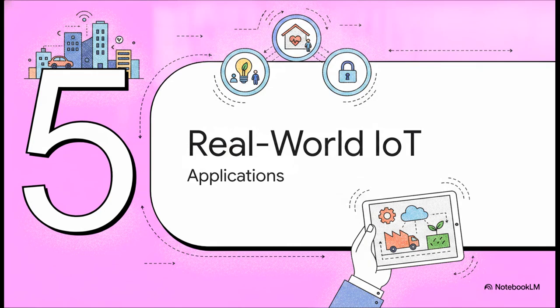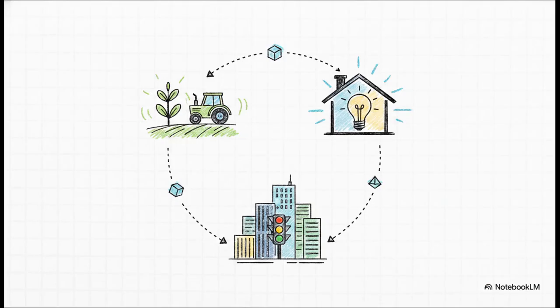Section 5. Real-world IoT applications. Let's step out of the underlying architecture for a moment and see how this blueprint actually impacts the real world around us. Honestly, the impact is absolutely everywhere. For precision agriculture, soil sensors and drones monitor crop health and automate smart irrigation systems that are perfectly tailored to the weather. In smart homes, interconnected thermostats and lights optimize energy usage, learning your daily routines to save you money.